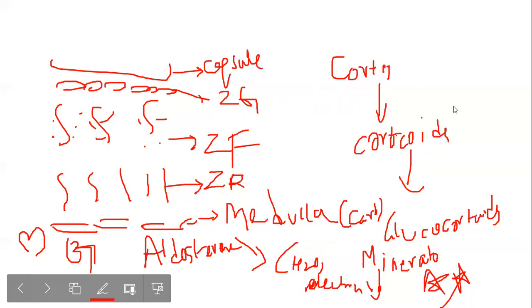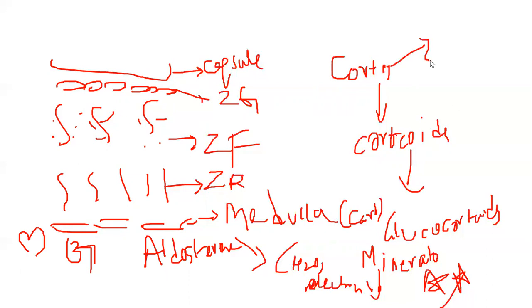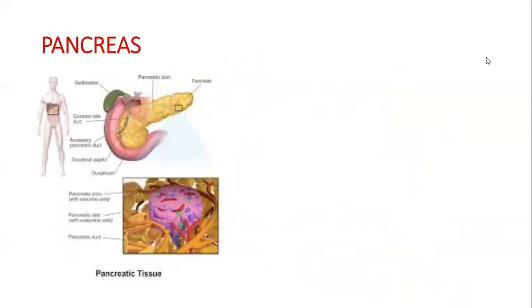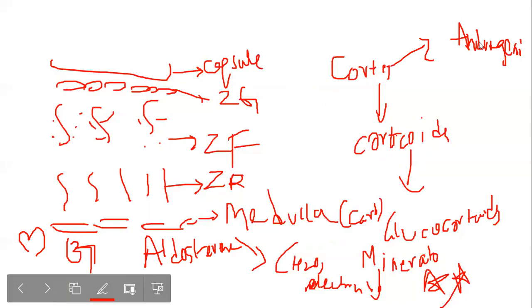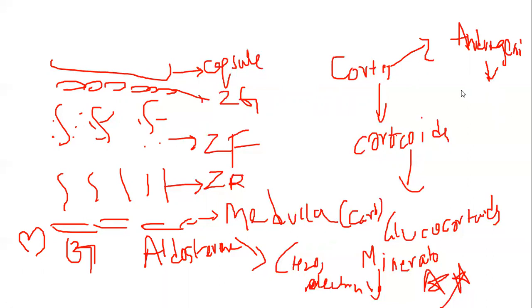So there are some steroids secreted from the adrenal cortex. They are also called androgenic steroids. What are they called? Androgenic steroids. And these androgenic steroids play an important role in the growth of axial hair, pubic hair, and facial hair during puberty. So let me repeat myself again.